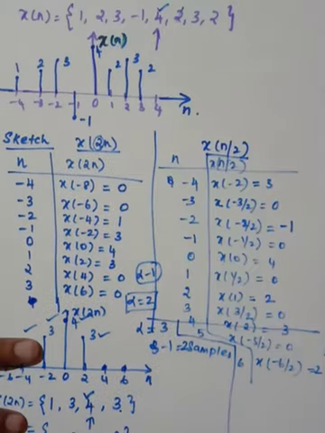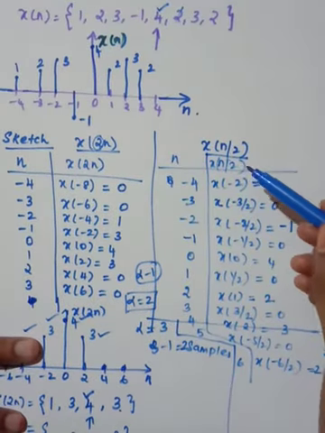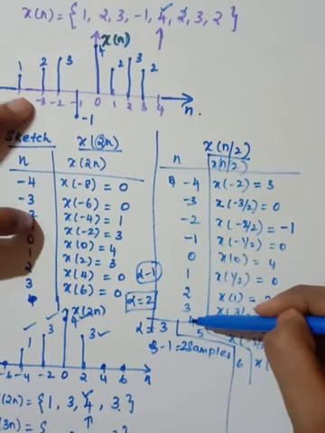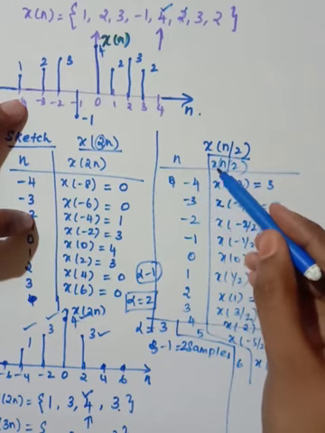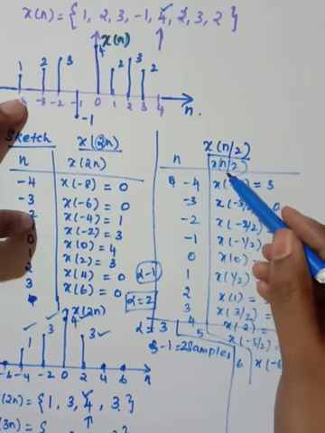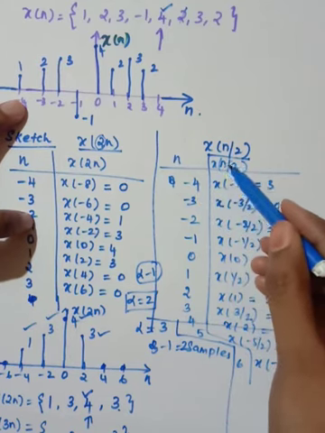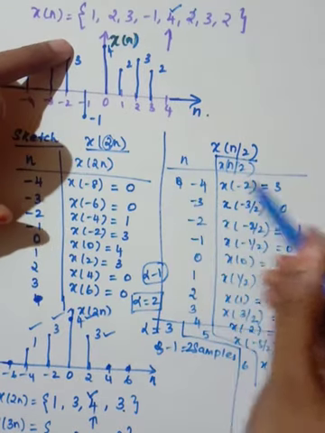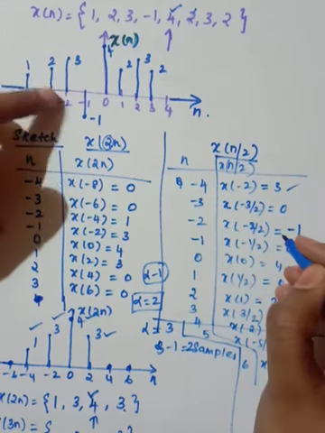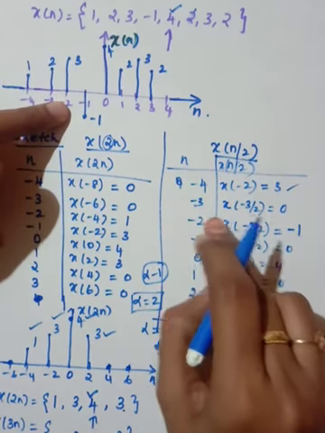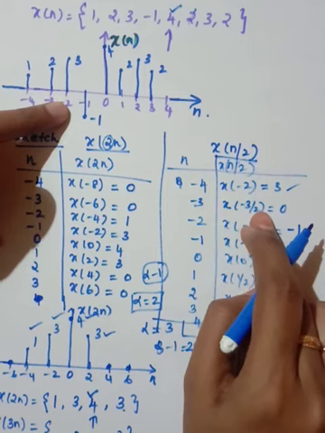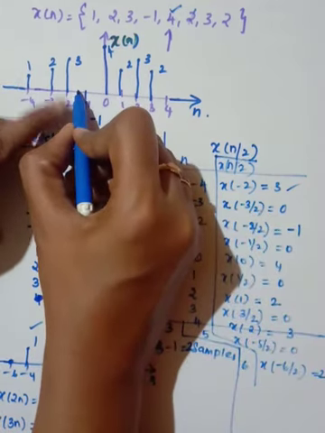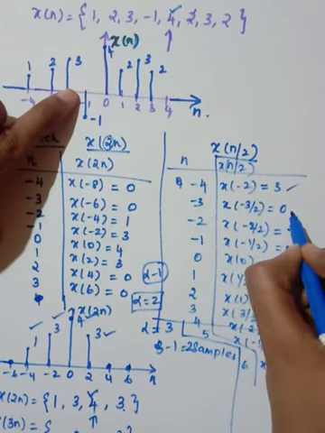Now, in order to perform n by 2, I have taken the same range, minus 4 to plus 4 first. Here it is x of n by 2. So x of n by 2, n is equal to minus 4. So minus 4 by 2 is minus 2. Here at x of minus 2 I am having 3, so I have put 3 here. Next I am substituting minus 3. So x of minus 3 by 2, x of minus 1.5. In this minus 1.5 there is no value. It is simply 0, so I am putting 0 here.